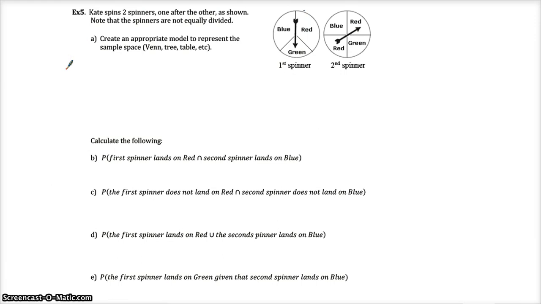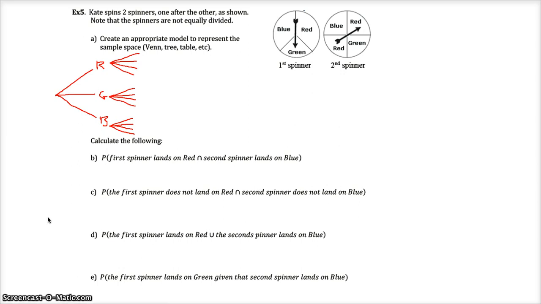Kate spins 2 spinners. Create a probability model to represent this situation. Should we do a Venn diagram? Should we do a tree diagram? Well, we're going to spin 1 spinner, and then we're going to spin another spinner. They're independent. It's kind of like there's 3 outcomes for this and 4 outcomes for this. The overlap seems kind of weird. This to me feels like a tree diagram, so let me do that.